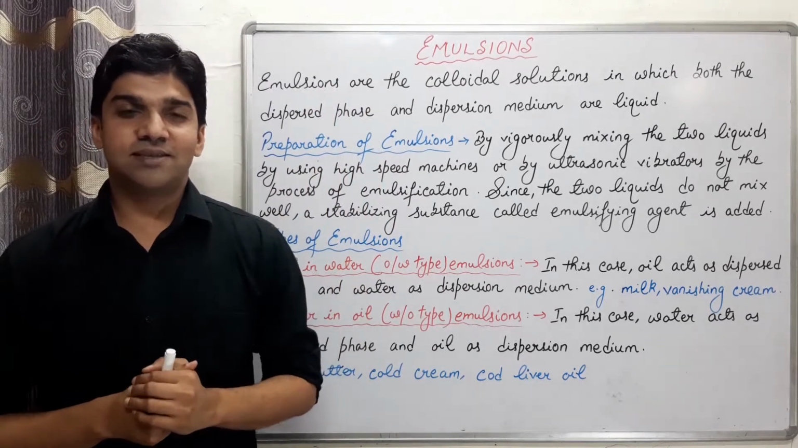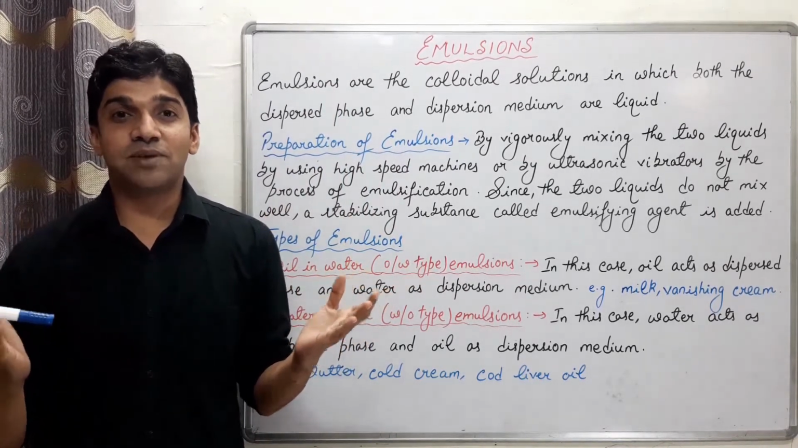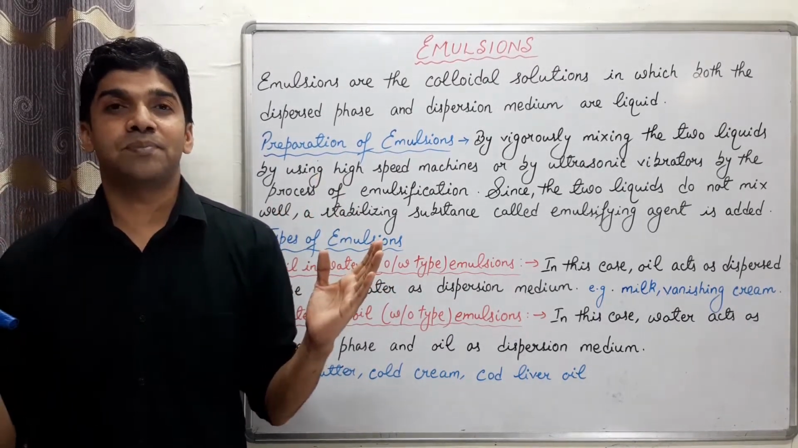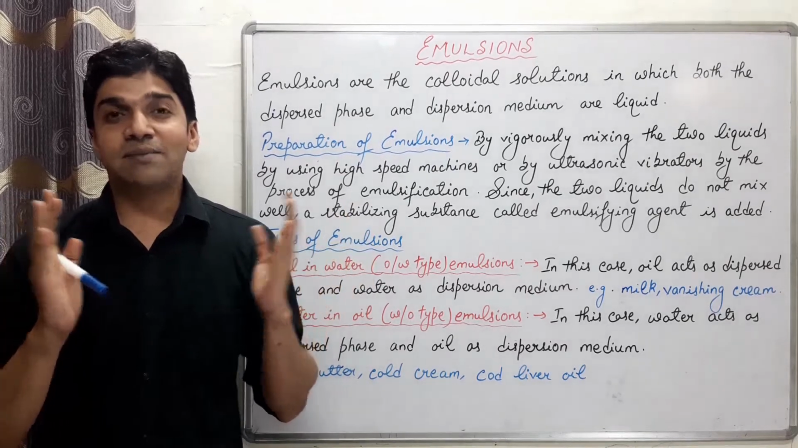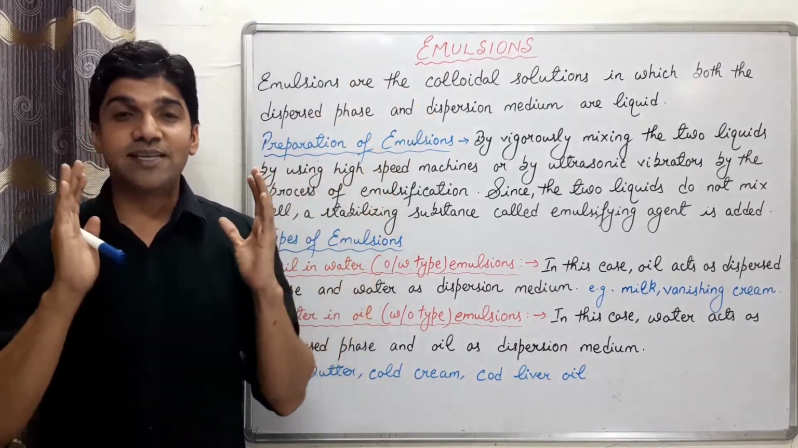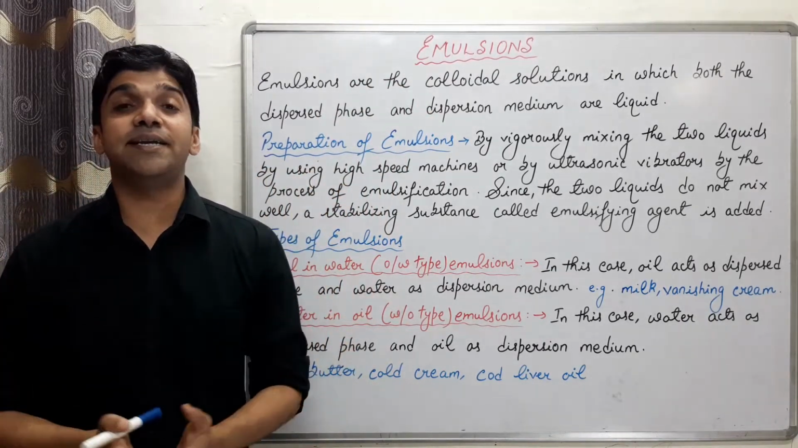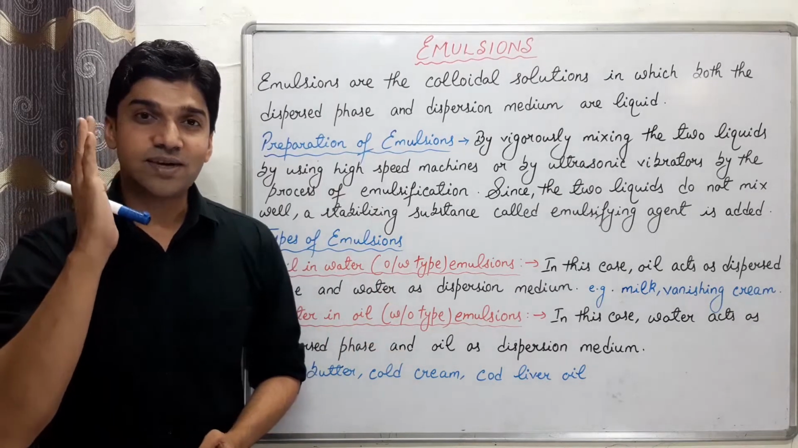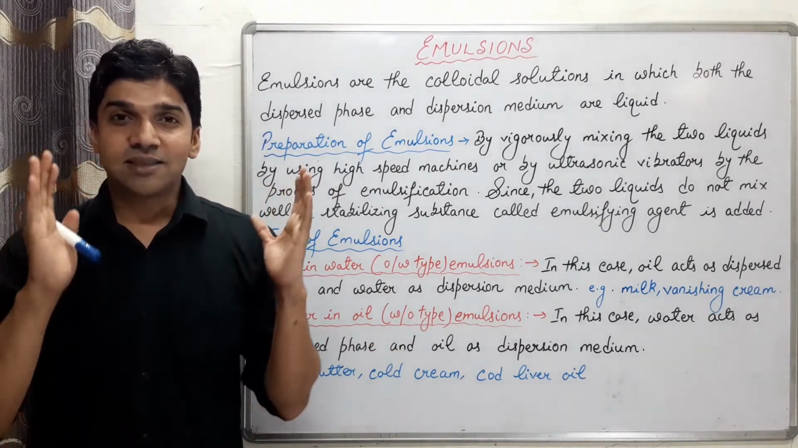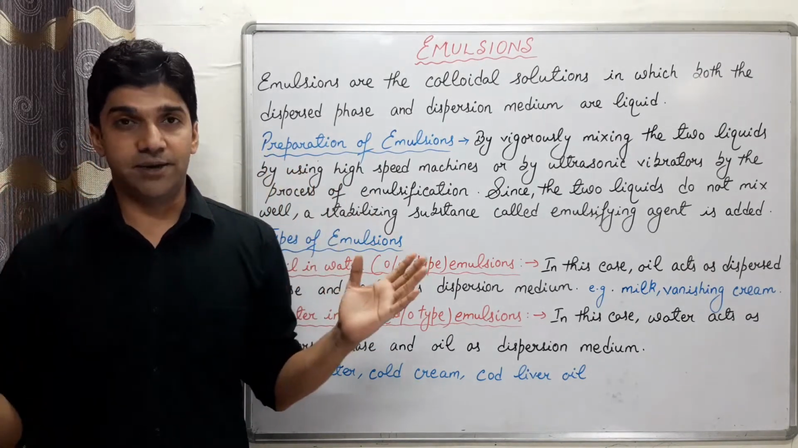So what are emulsions? We have learned earlier when we classify the colloids based upon the physical state of dispersed phase and dispersion medium. So define what are emulsions? Emulsions are the colloidal solution in which both the dispersed phase and the dispersion medium are in liquid state. So in case of emulsions, the dispersed phase and the dispersion medium both are liquid.